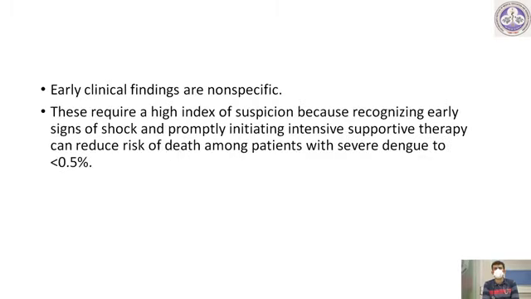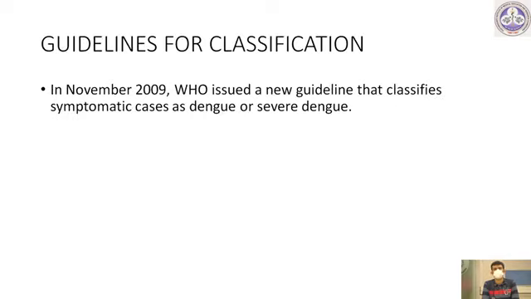So early clinical findings are non-specific. These do require a high index of suspicion, because recognizing the early signs of shock and promptly initiating intensive supportive therapy can reduce the risk of death among patients with severe dengue to less than 0.5%. This emphasizes the requirement of suspecting the complications earlier.